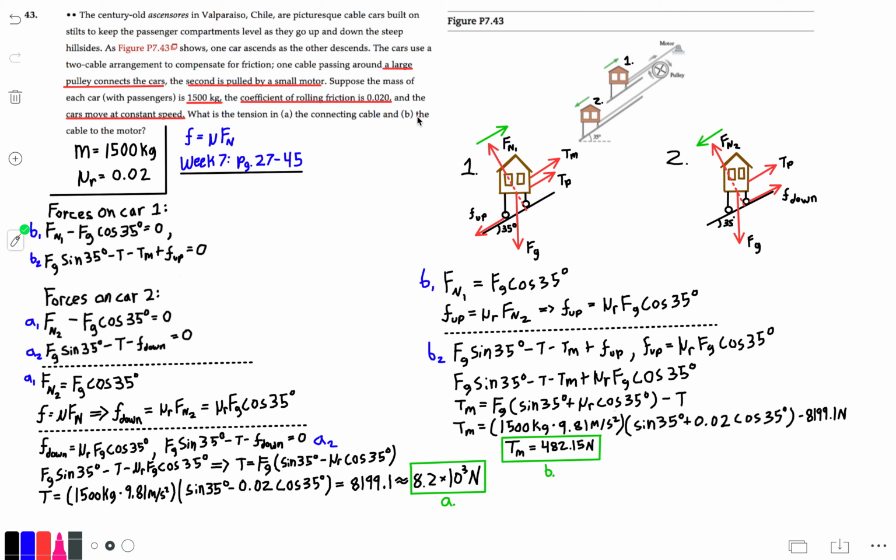For part B of the problem, I'm going to do the same thing, except I'm going to solve for this tensile force here in the first car. So it's the exact same setup, taking B1 and plugging that into the frictional force relationship, and then substituting that into B2. From here, I can rearrange the equation and solve for Tm, the tension from the motor, in which I get 482.15 newtons.